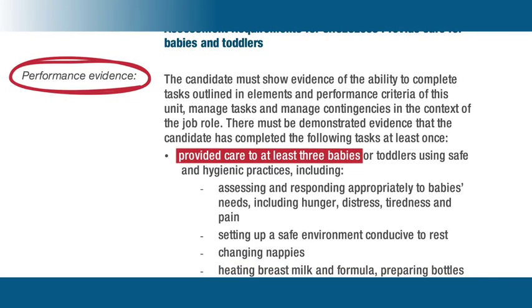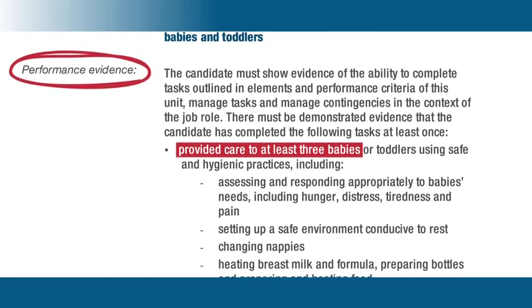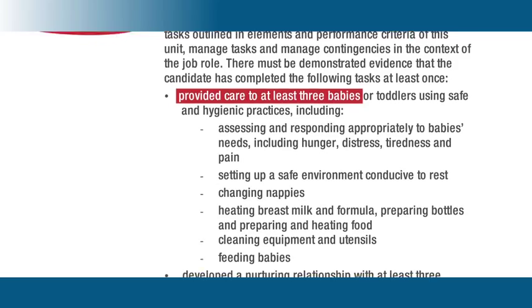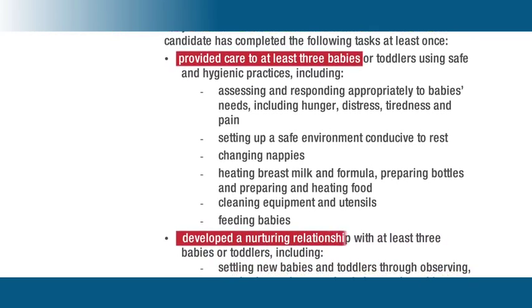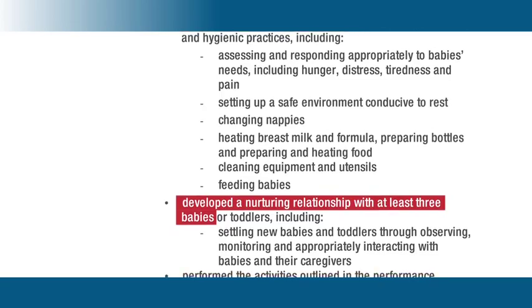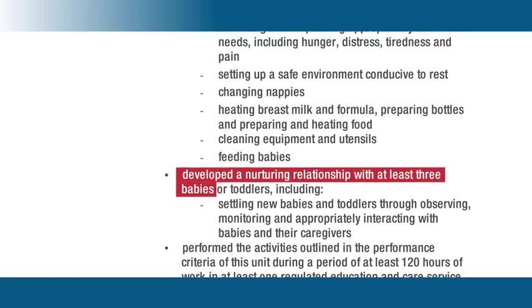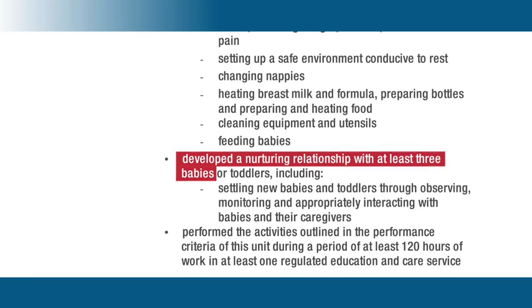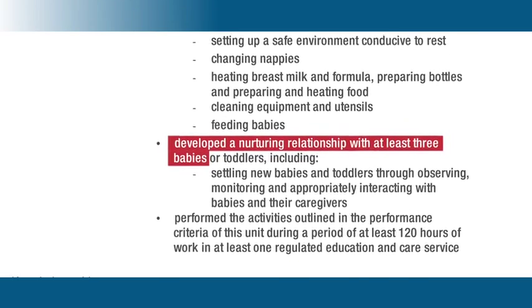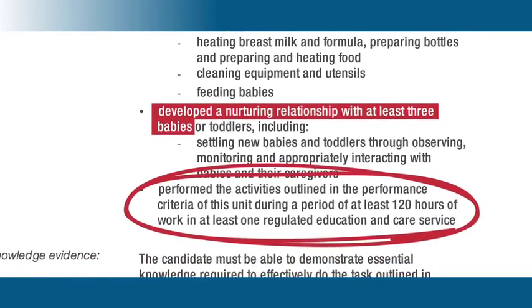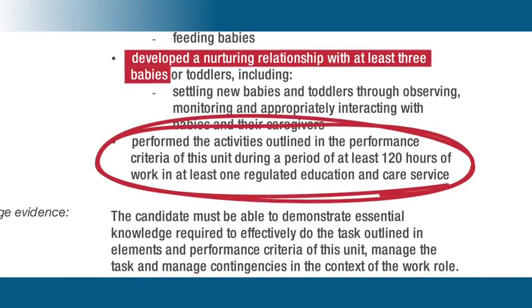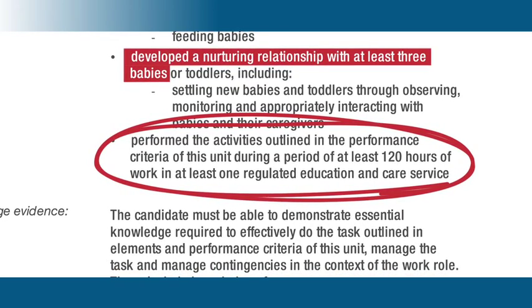In this unit, the candidate has to have performed the activities for at least 120 hours of work. Specifically, to have done activities outlined in performance criteria of this unit during a period of at least 120 hours of work in at least one regulated education and care service. That evidence an individual has to produce, they can use the 120 hours as part of that evidence for all of the units they're doing in a qualification. So if you're doing 4 units that have this requirement, you don't have to do 480 hours.